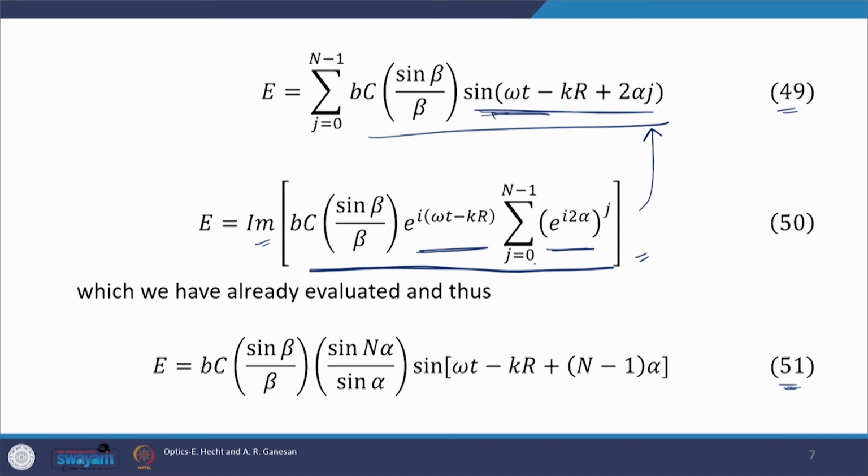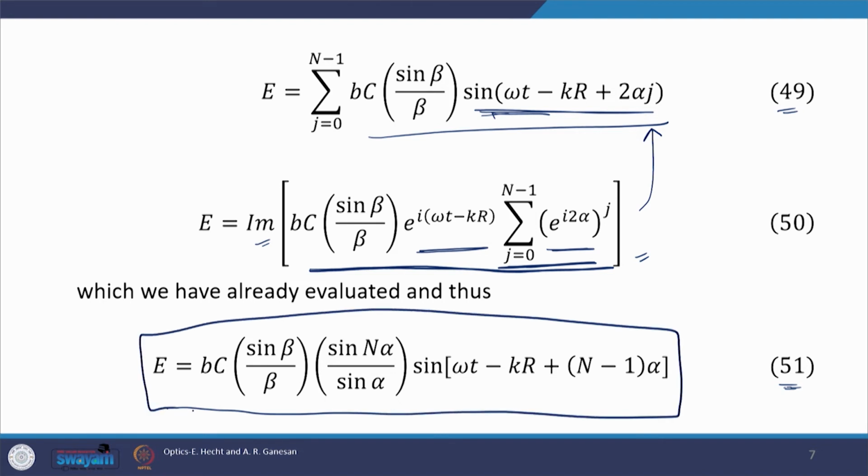Now, this summation, which is sigma e to the power i 2 alpha whole to the power j, is already done. We did it when we were dealing with point oscillators in the very beginning of diffraction. We will borrow the knowledge of summation from there and directly write the results here. Then after summation and doing a bit of mathematics, we land up with this expression of the total electric field at the point of observation P.